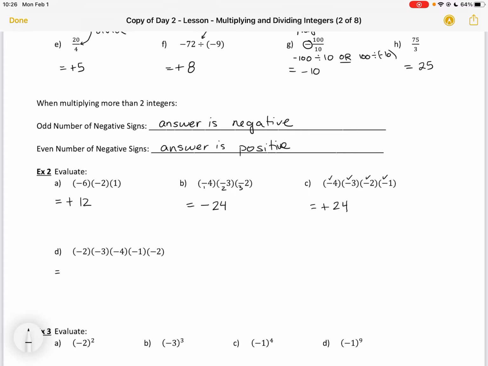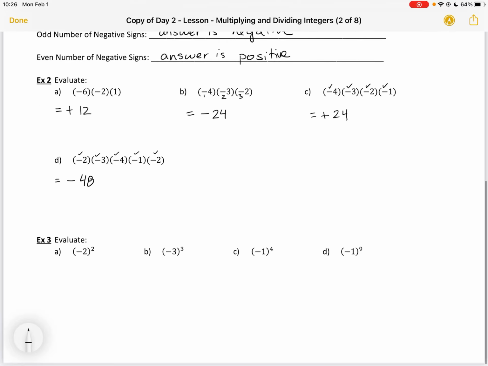The last one is example D here. I've got 1, 2, 3, 4, 5 negative signs, so I know that my answer is going to be negative. And then I'm going to multiply the numbers. 2 times 3 is 6. 6 times 4 is 24. 24 times 1 is 24. And 24 times 2 is 48.